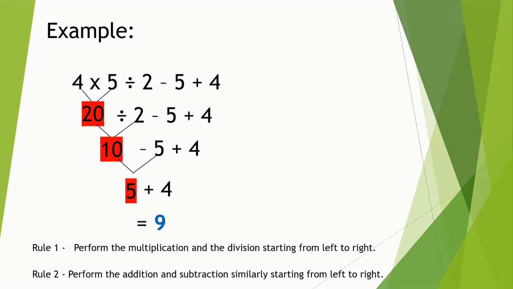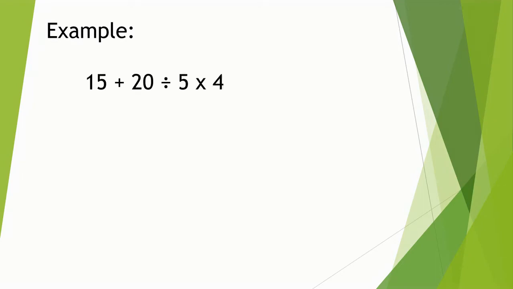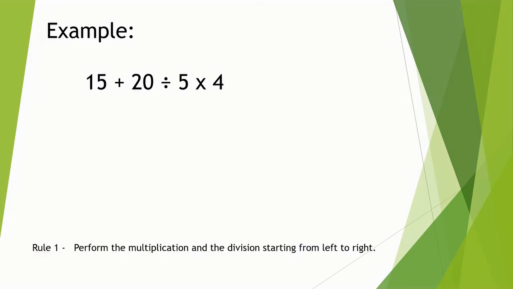Okay. Let's have another example. So, our equation is 15 plus 20 divided by 5 times 4. So, iyan yung equation natin. So, rule number 1, isipin naman natin yan. So, we're going to answer 20 divided by 5 is equals to 4. And then, let's copy the remaining numbers and operations. So, 15 plus 4 times 4.